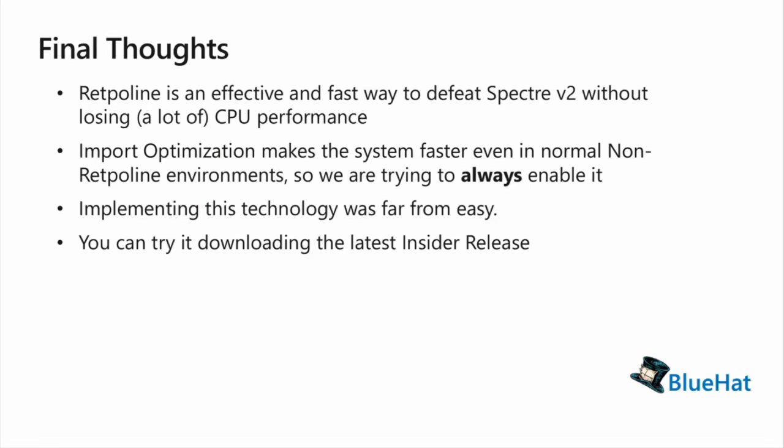And then final thoughts. Basically, in this talk, we found that Retpoline is an effective and fast way to defeat Spectre v2 without losing a lot of CPU performance. An interesting fact is that we found that with import optimization, the system is faster, even in normal Retpoline environments. So we are trying to always enable that, regardless of Retpoline. And this is very great. It's a good achievement. One thing that I need to say is that implementing this technology from scratch was far from being easy. It was pretty complex, but we did it. You can try it if you download the latest Insider release.